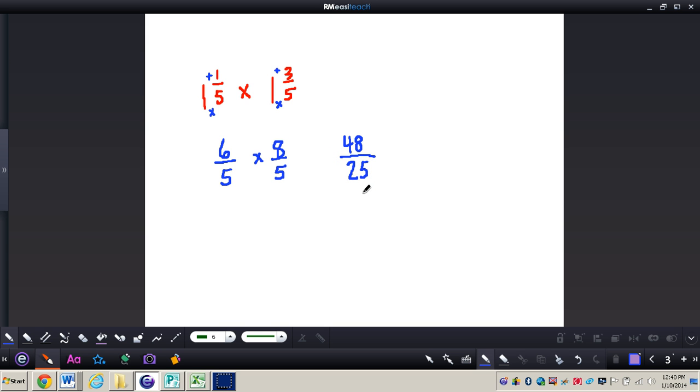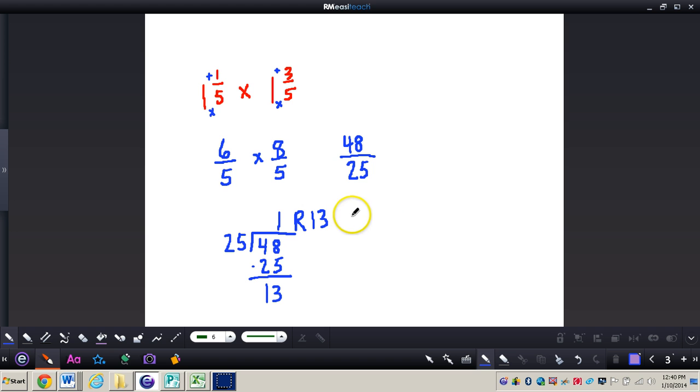Now we're going to change this improper fraction to a mixed number, and we're going to divide our numerator by our denominator. And I know that 25 can go into 48 one time. 1 times 25 is 25. And then we have a remainder of 13. This can also give you good practice on how to change an improper fraction to a mixed number.